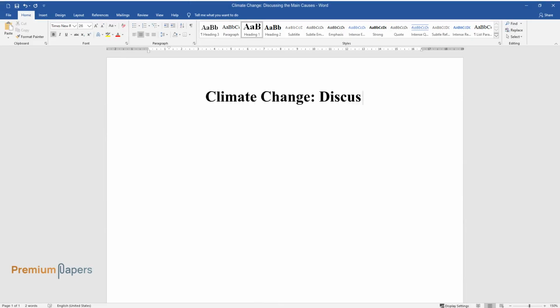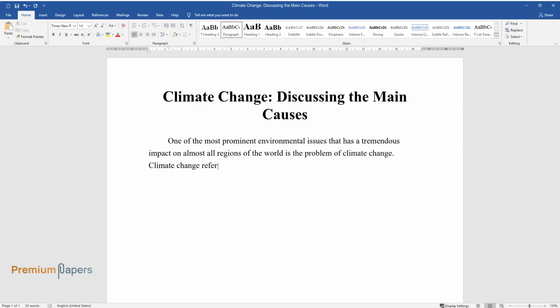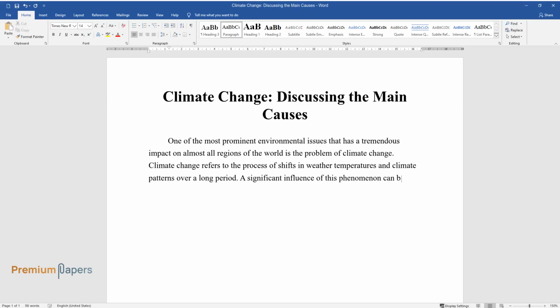Climate change, discussing the main causes. One of the most prominent environmental issues that has a tremendous impact on almost all regions of the world is the problem of climate change. Climate change refers to the process of shifts in weather temperatures and climate patterns over a long period. A significant influence of this phenomenon can be seen in the process known as global warming.